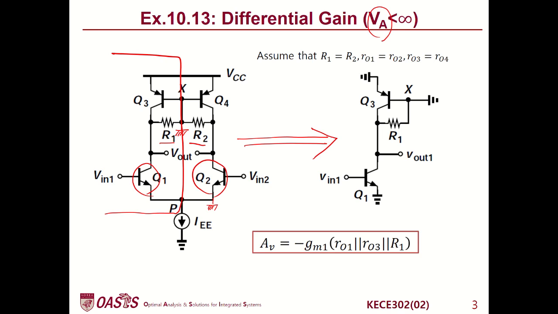you can find the differential gain to be the same as the single-ended gain, which is minus GM1 times RO1 in parallel with RO3 in parallel with R1.